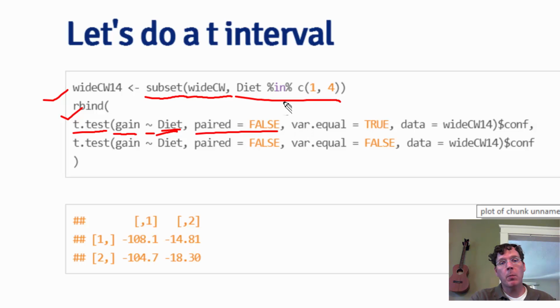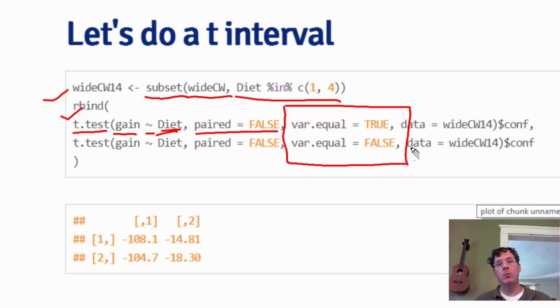But what I do compare here is the assumption that the variances are equal versus the assumption that the variances are unequal. And you do get different intervals. Both cases I'm grabbing the confidence interval. In the first one, I get negative 108 to negative 14. In the second, I get negative 104 to negative 18. Both cases, the intervals are entirely below 0, suggesting less weight gain on diet 1 than on diet 4.